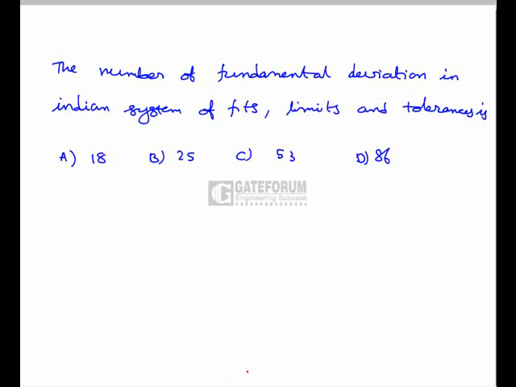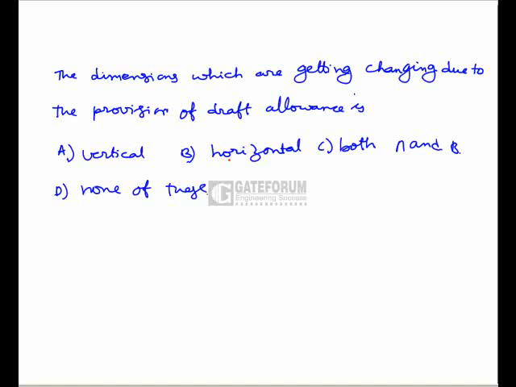Fundamental deviation in Indian system of fits, limits and tolerances is. Here the right answer is 25. The dimensions which are changing due to the provision of draft allowances. Here the options are vertical, horizontal, both A and B, and none of these. So here the right answer is horizontal dimensions.